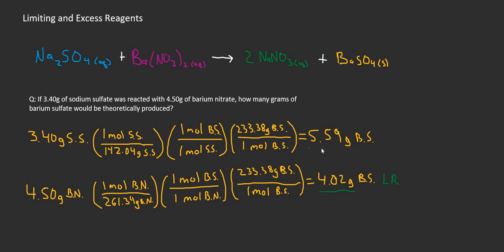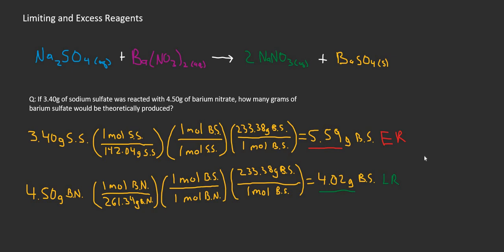And the other number, the 5.59, because it's larger, is going to be the excess reactant. So that means sodium sulfate is going to be our excess reactant, which means some of the sodium sulfate will be used up in the reaction, but some will also be left over. Whereas barium nitrate, which is the limiting reactant, is going to be completely used up in the course of the reaction.